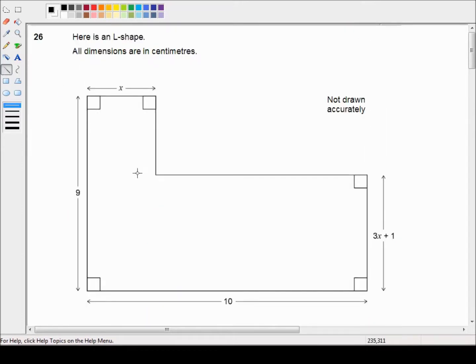So what I would do is complete this line here. And now I've got two rectangles. This whole length here is 10 centimetres, and the height is 3x plus 1. So the area of this rectangle is 10 times 3x plus 1.